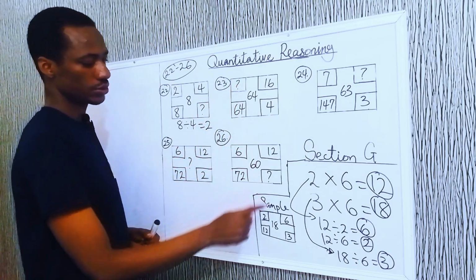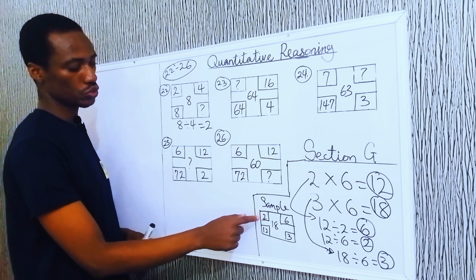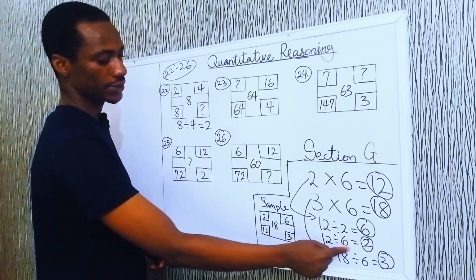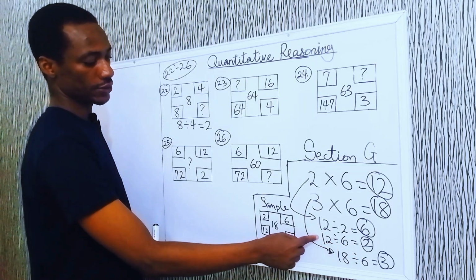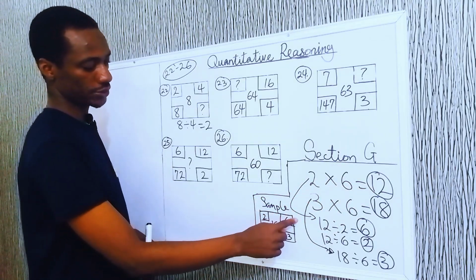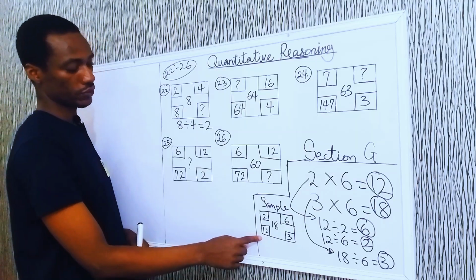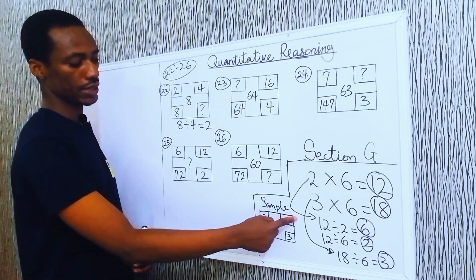Okay, so let's look at a sample. That's 2. How did we get the 2 from our analysis? We did 12 divided by 6. All right, we did 12 divided by 6. Since 2 times 6 equals 12, for us to get 2, we have to do 12 divided by 6.